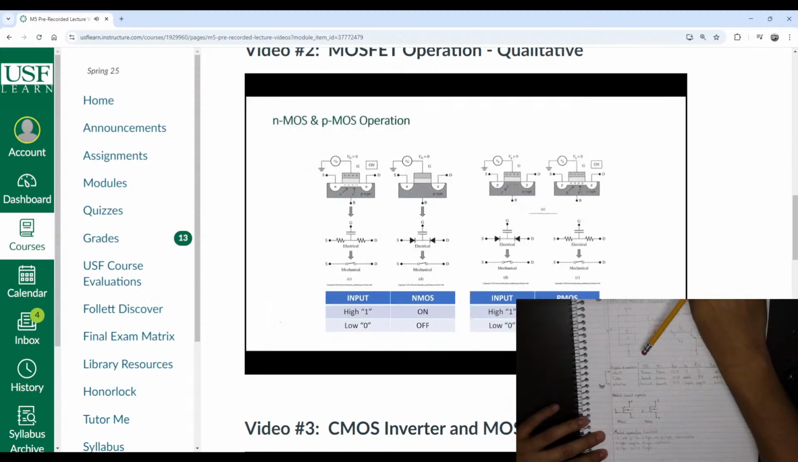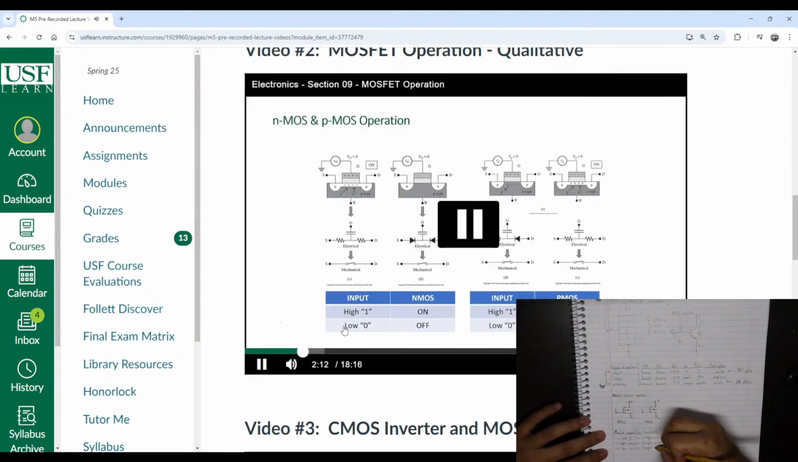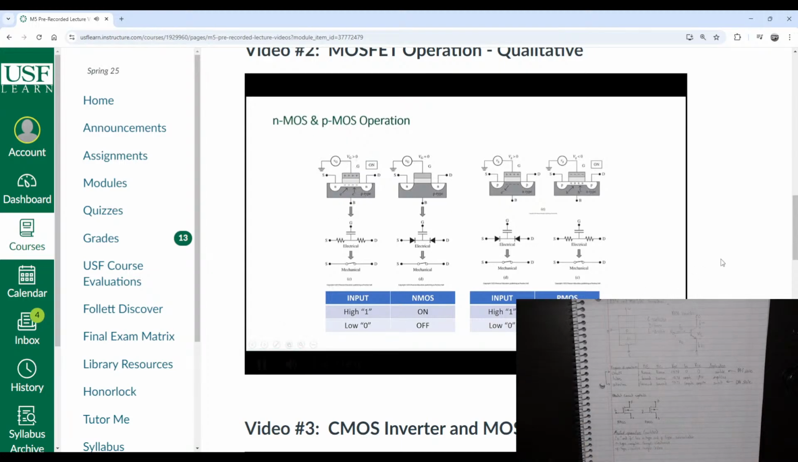So let's take a look at the operation of the NMOS and PMOS transistors. Recall that the gate electrode is our control. The gate is going to determine what happens between the drain and the source. So the gate electrode is our control, and depending on what the gate input is, we will determine what happens between the drain and the source.